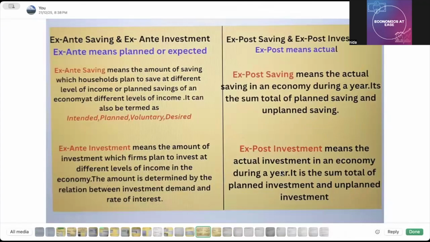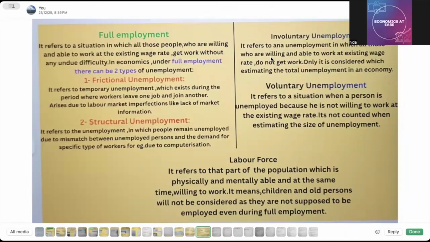Then ex-ante saving and ex-ante investment. Ex-ante means planned or expected. Then ex-post means actual, whatever actual saving we have made. Then the meaning of full employment, frictional and structural unemployment, labor force, voluntary and involuntary unemployment. So all these you just have to go through.